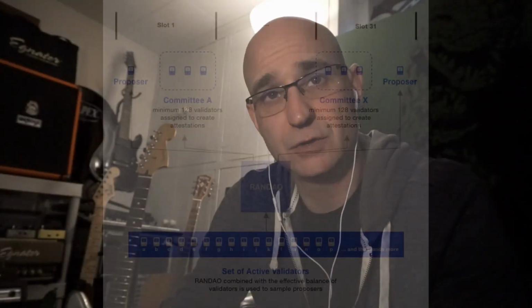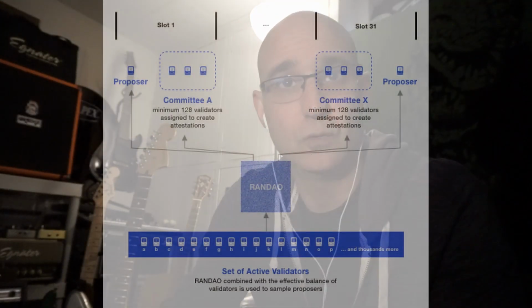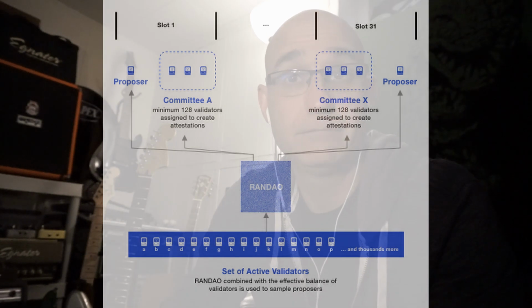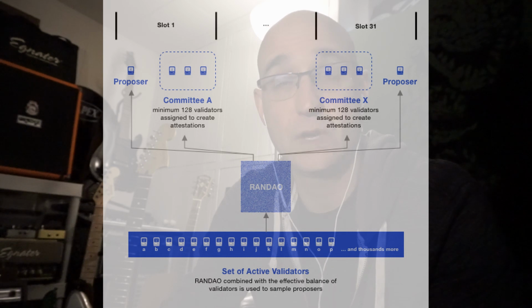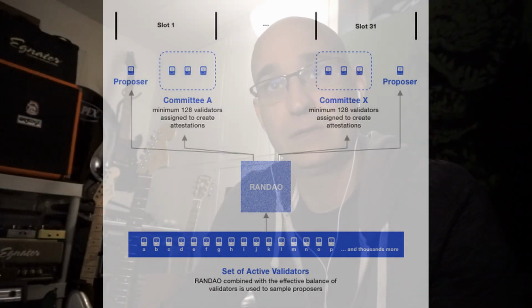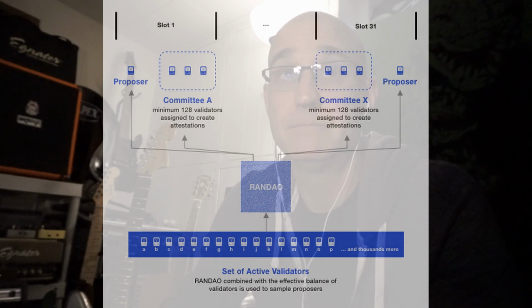An introduction to committees. A committee is a group of validators for security. Each slot in the beacon chain and each shard has committees of at least 128 validators. An attacker has less than 1 in a trillion probability of controlling 2/3 of a committee.